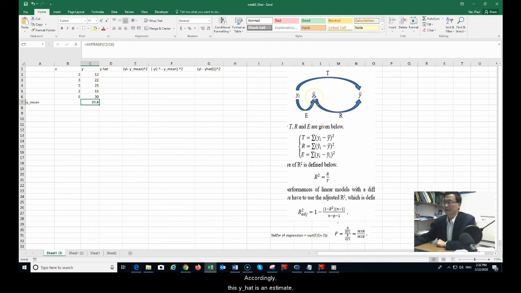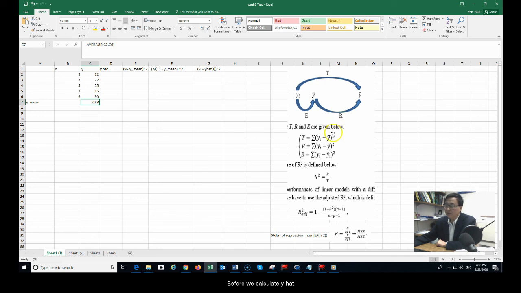Accordingly, y hat is the estimate. So this is the estimate from its mean. So this we call R. So the definition is the summation of squared deviation of y hat from its mean. The leftover we call error, we call E. So actually E equals yi minus yi hat, squared. Then we have a summation. Okay, so according to these three, then we can calculate the T, E, and R.